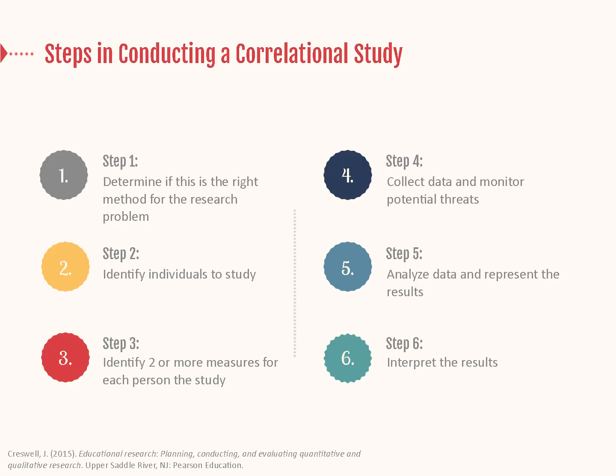There are 6 main steps in conducting a correlational design study. The first is determining if this is actually the correct method for the research problem. The second step is identifying individuals to examine. The third is identifying 2 or more measures for each person in the study. This is the part where we find the variables.